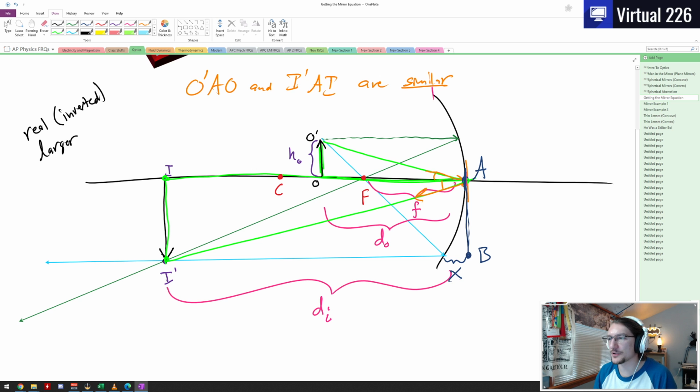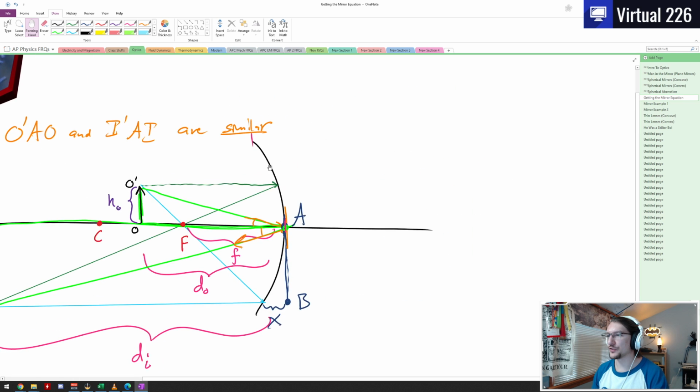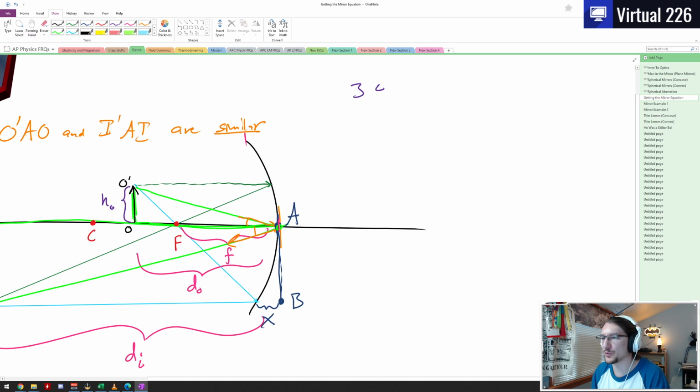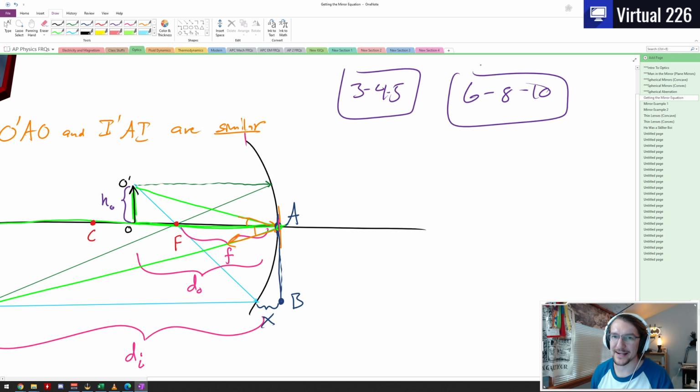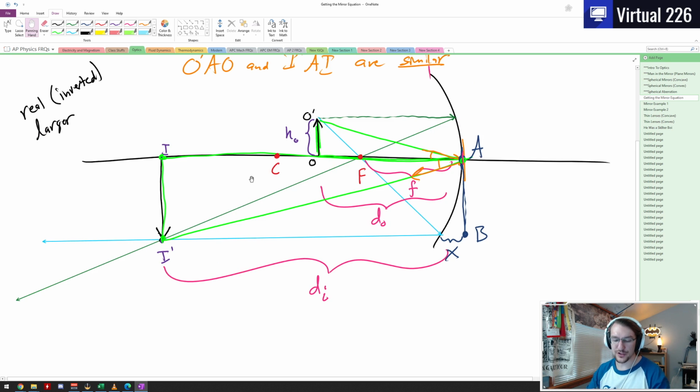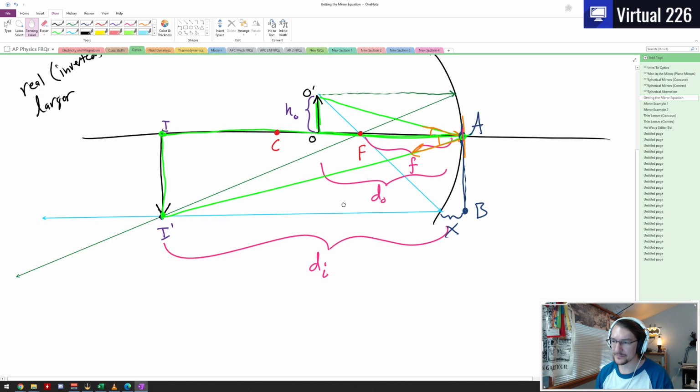And when we say similar triangles, what we do mean is that the angles of these triangles are the exact same. One is just scaled up larger than the other. So if you had a 3, 4, 5 triangle, a 6, 8, 10 triangle would be the exact same. It just got scaled up a little bit. Everything got multiplied by 2. So these triangles are the same. They're just scaled up. Okay?